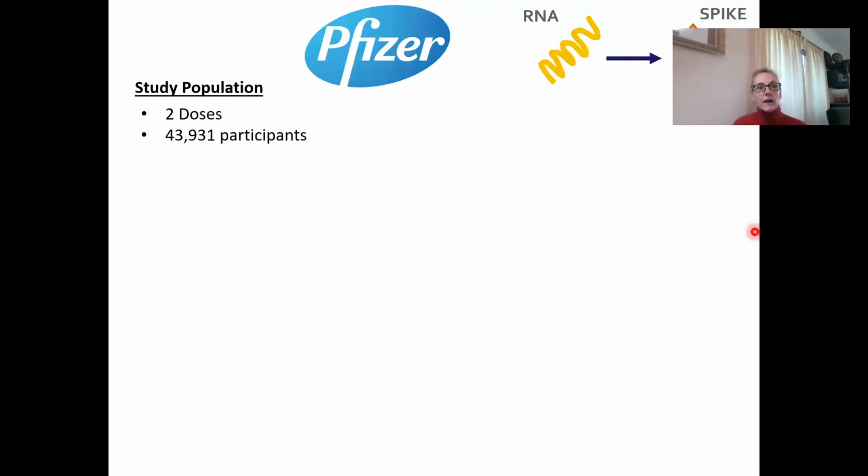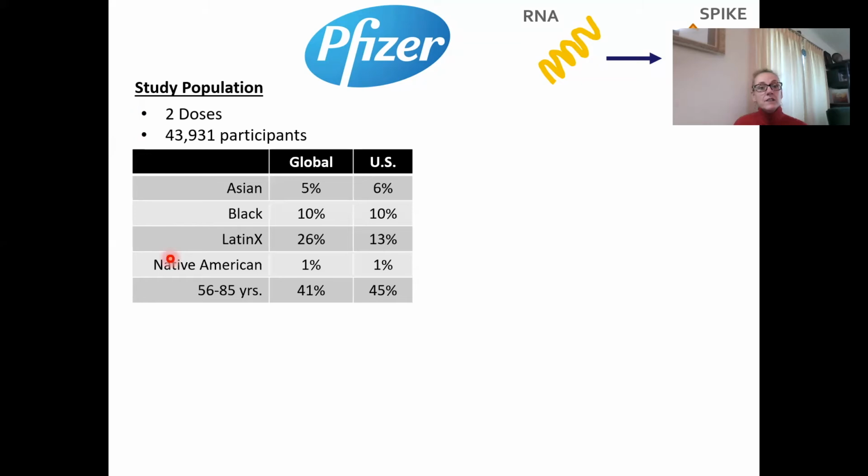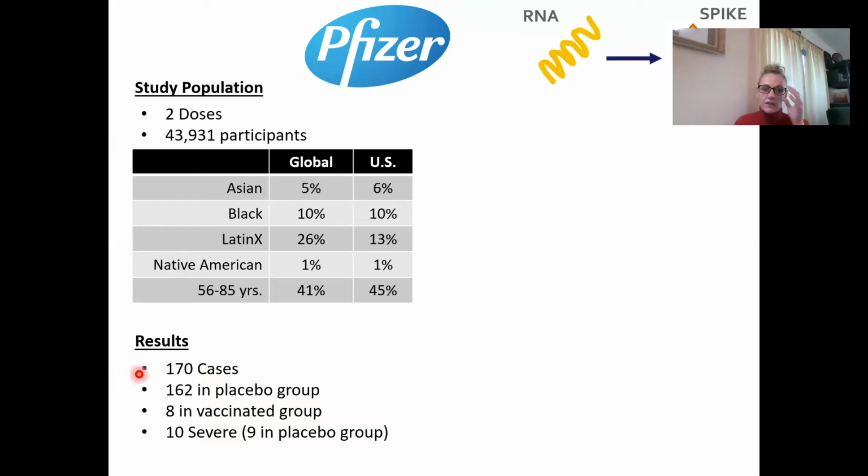So their clinical trial involved 2 doses, this is important, with about 44,000 participants. A diverse group, which is also really important. Plenty of people who are a little bit older, and I can say that because I'm nearing that age. And they've done this globally as well as just in the United States. So what are their results? Their interim results, or what they've looked at so far: 170 COVID-19 cases. 162 of them were in the placebo group or the unvaccinated group, and only 8 cases were in the vaccinated group.